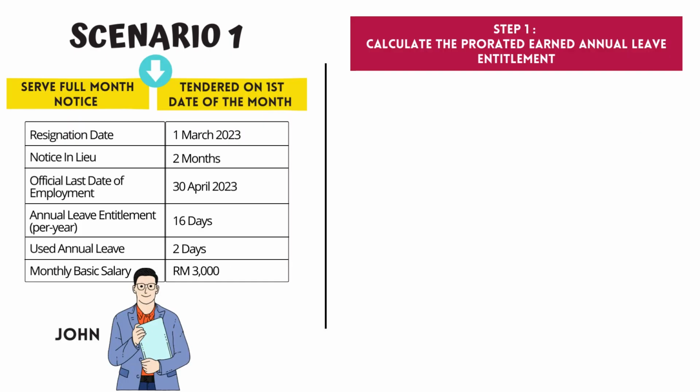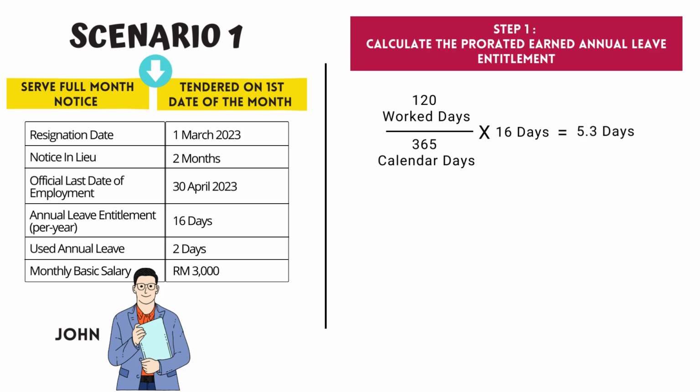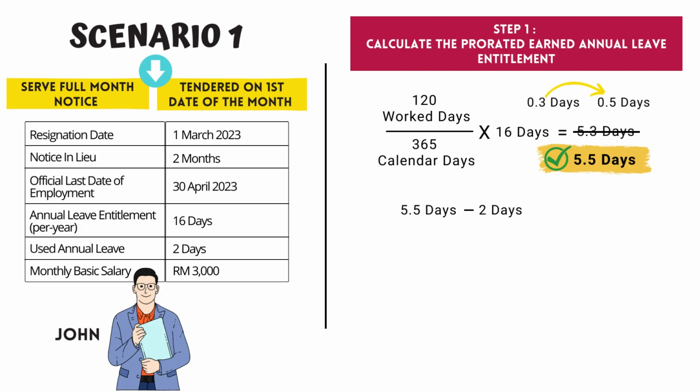The first step you need to do is to calculate the prorated earned annual leave entitlement. Firstly, add up all the worked days up to last date of employment, which is 120 days, divide by 365 calendar days, times 16 days of annual leave entitlement for that particular year. The result is 5.3 days, where the 0.3 will be rounded up to 0.5 days. So, the prorated earned annual leave is 5.5 days. Next, take the prorated earned annual leave entitlement of 5.5 days, minus the 2 days of taken leave, so the balance of earned annual leave entitlement is 3.5 days.